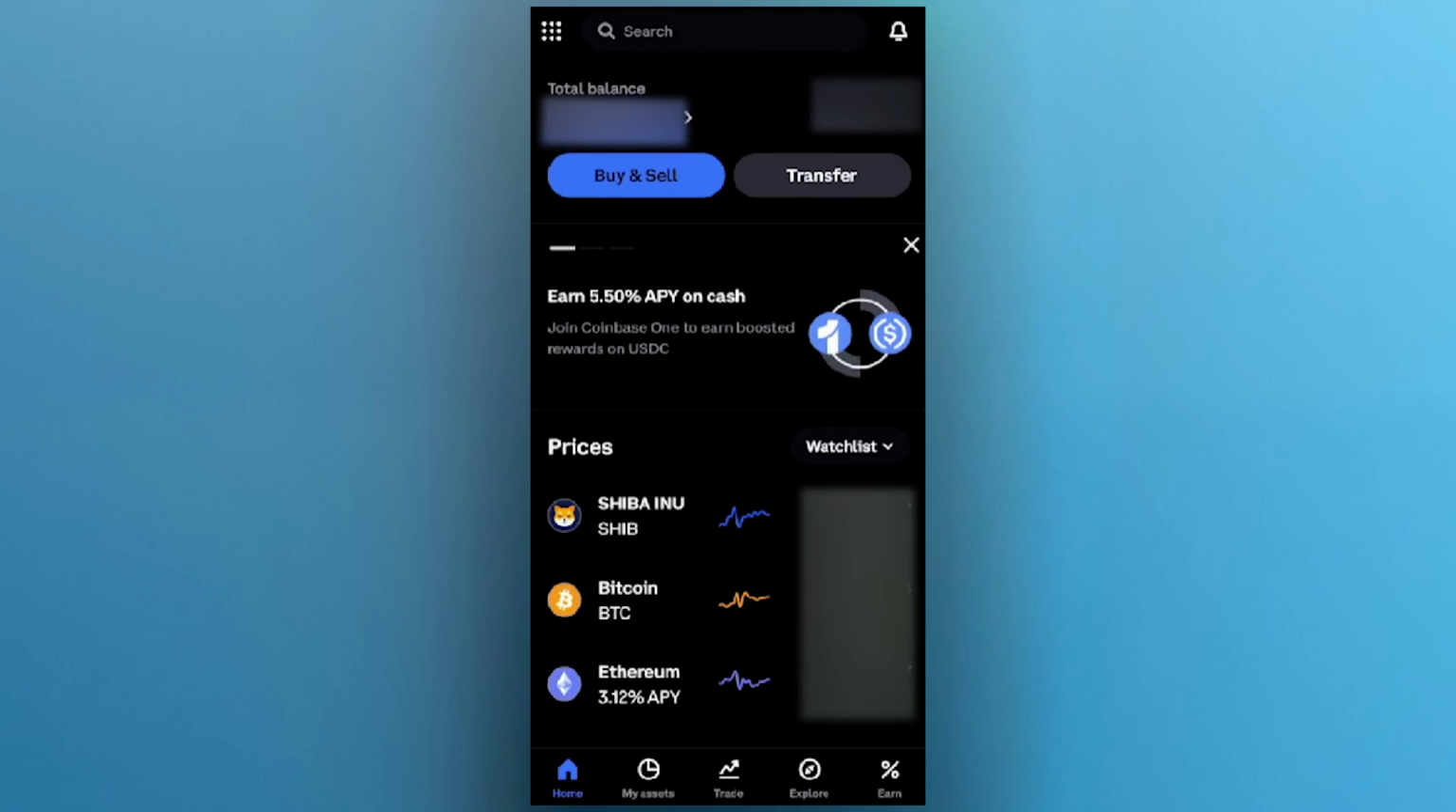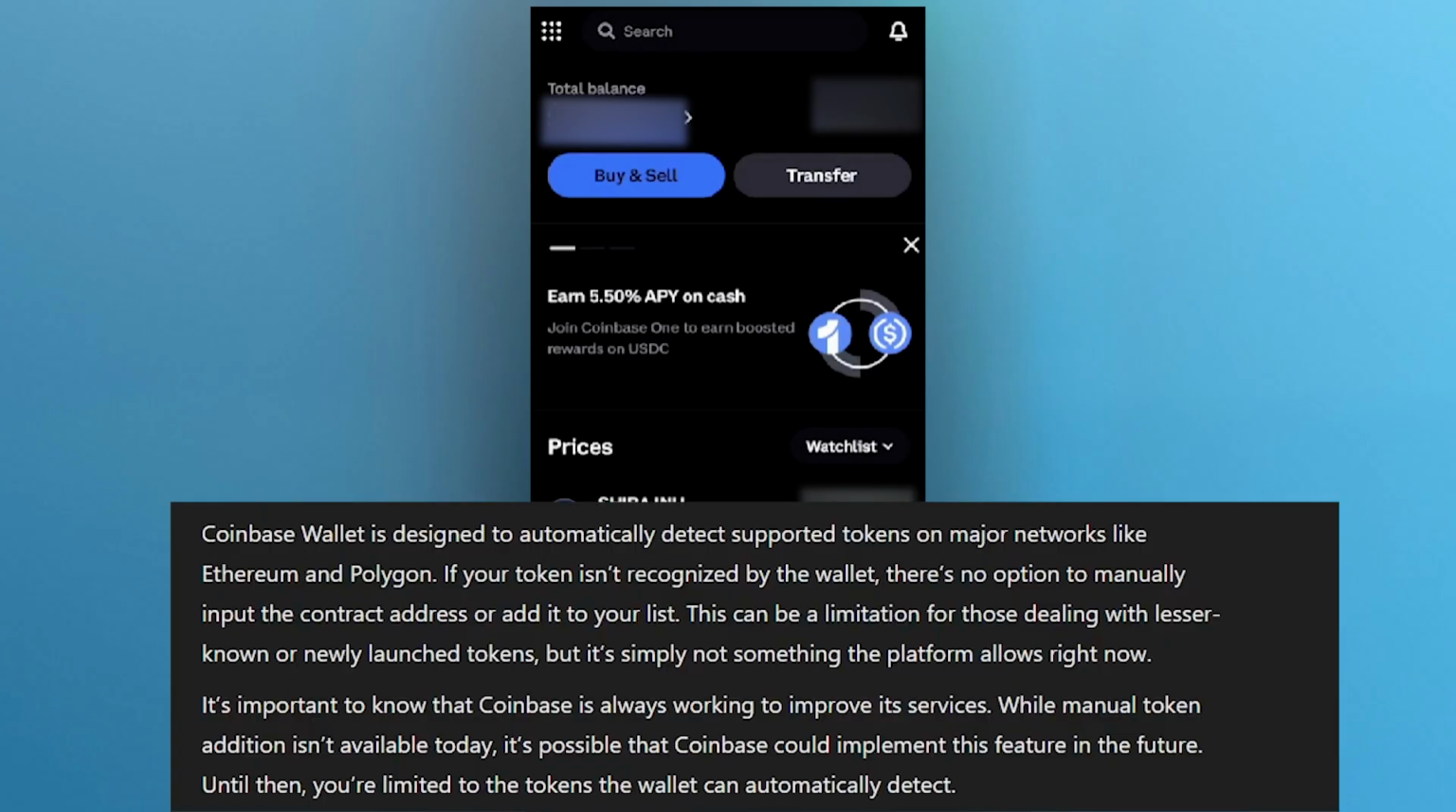up in your portfolio. Naturally, you might wonder if there's a way to manually add custom tokens similar to what's possible with other wallets. Unfortunately, Coinbase Wallet does not currently support this feature. Coinbase Wallet is designed to automatically detect supported tokens on major networks like Ethereum and Polygon.